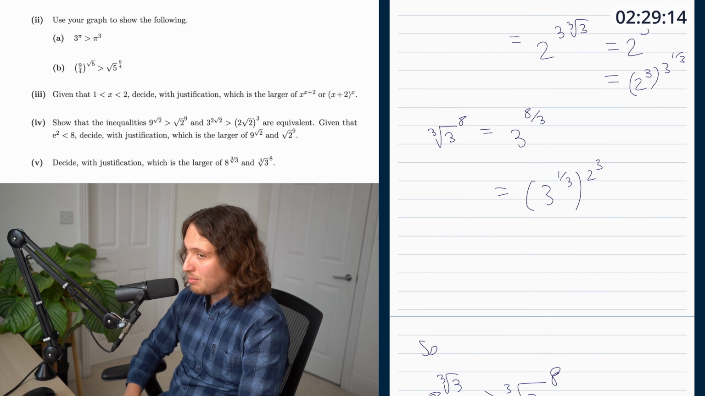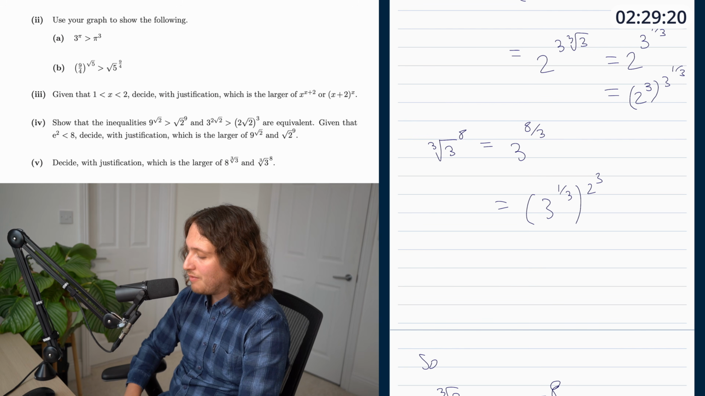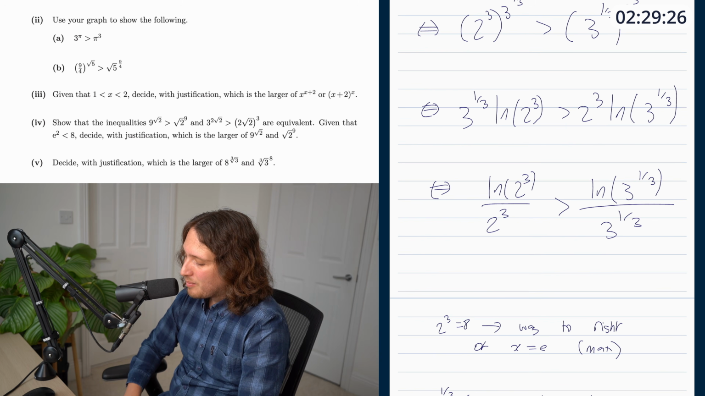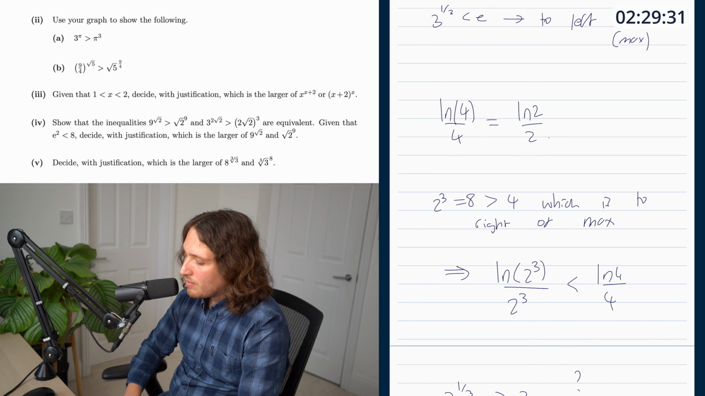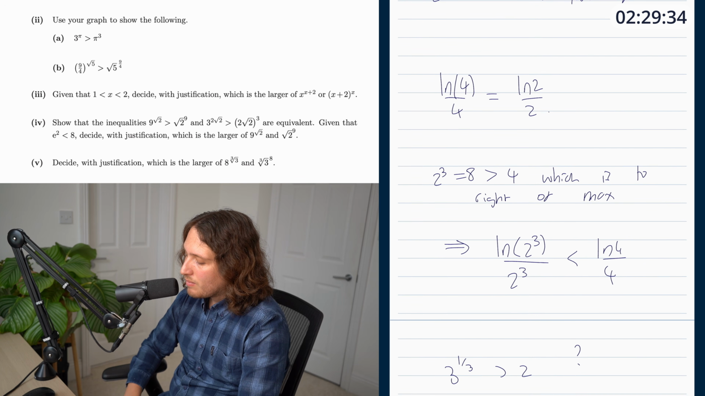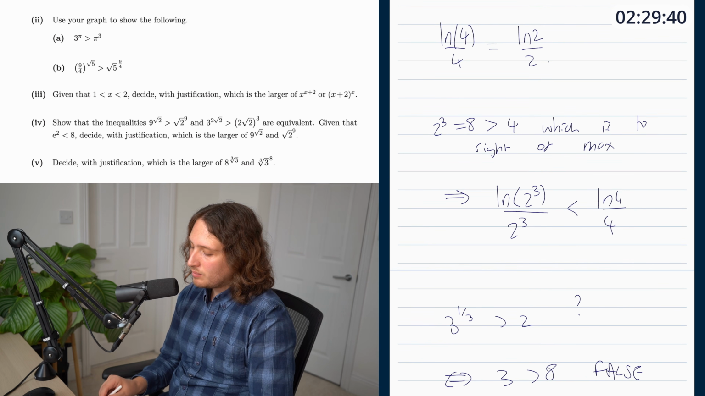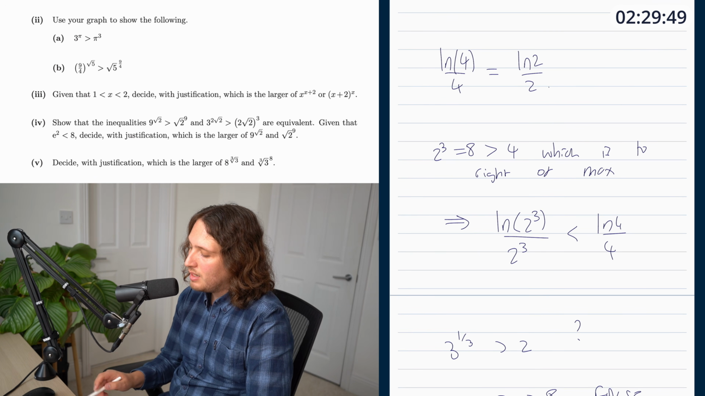Our rewriting has got to be correct. It has got to be correct because the exponents have worked out. That can't have happened by chance. Have I messed up my logging? So I said that 2 cubed is bigger than 4, so I'm further from the max. So ln 2 cubed over 2 cubed, which is one side of my comparison, is definitely smaller than ln 4 over 4. Fine.